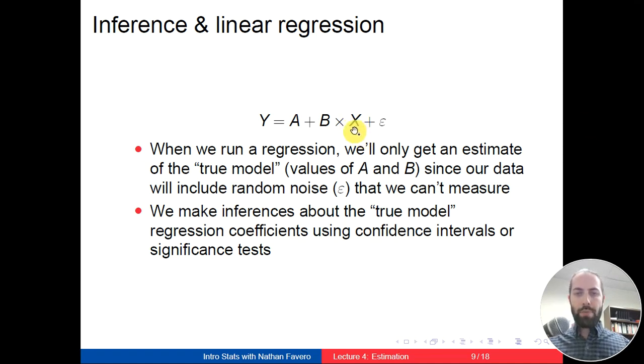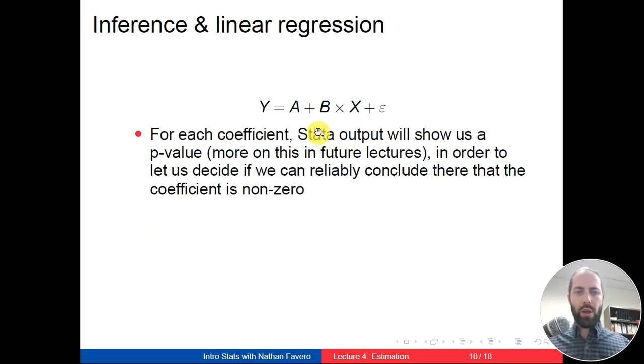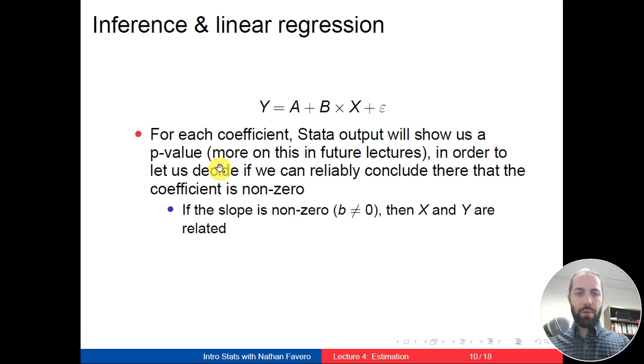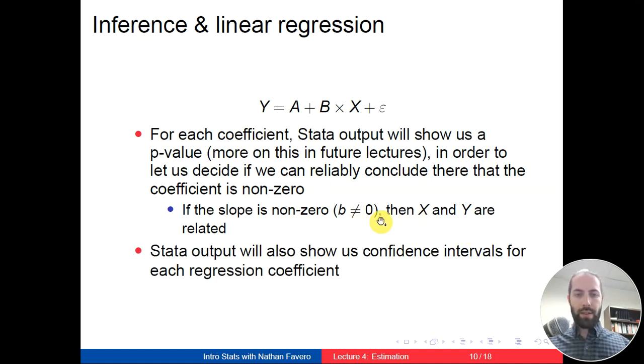So we're going to describe that estimate using these two main tools of statistical inference, either confidence intervals or significance tests. And we'll talk about significance tests in more detail in a future lecture. All right, so for each coefficient, data output will show us a p-value in order to let us decide if we can reliably conclude that a coefficient is non-zero, right? And that's what we learned about last week when we said we were going to look for significance of the coefficient. If the slope is non-zero, in other words, if b does not equal zero, then x and y are related. If b is equal to zero, then that means there's no relationship between x and y.